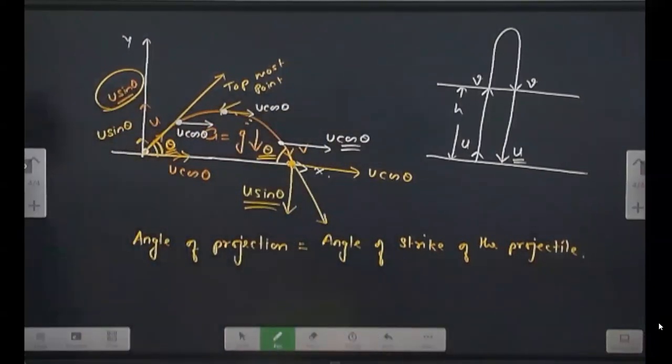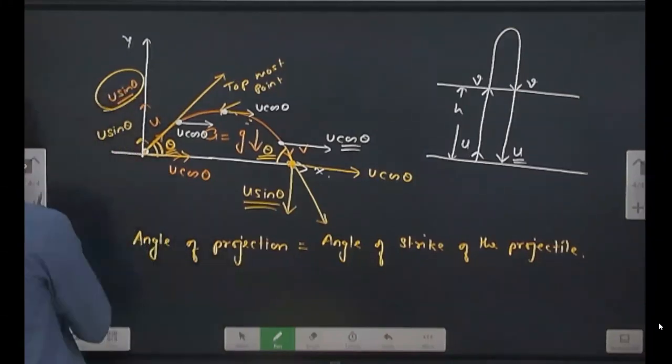Okay, note that one also along with velocities. I'll come back to velocities again. Okay, note it. Done? Yes, sir. Okay.